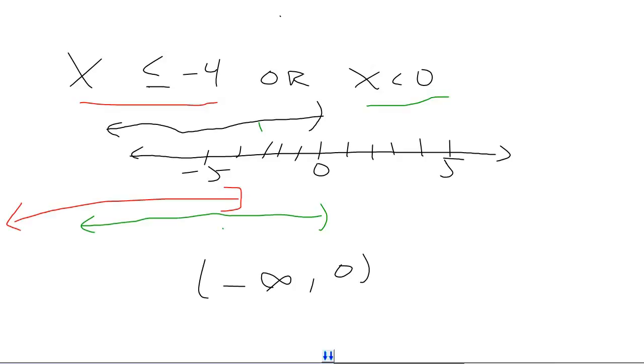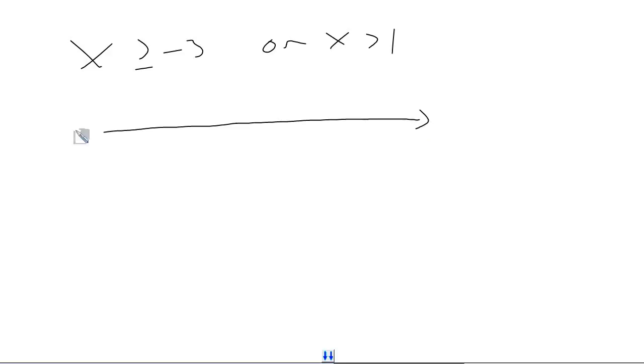If I do something similar, let's look at the values. Let's take the OR problem. x is greater than or equal to negative 3, or x is greater than 1. And let me get my number line drawn while you think about that. Think about which numbers are greater than or equal to negative 3 or greater than 1.